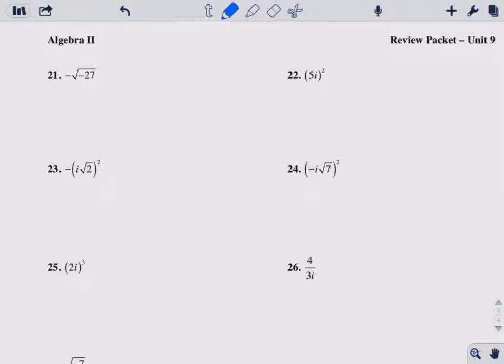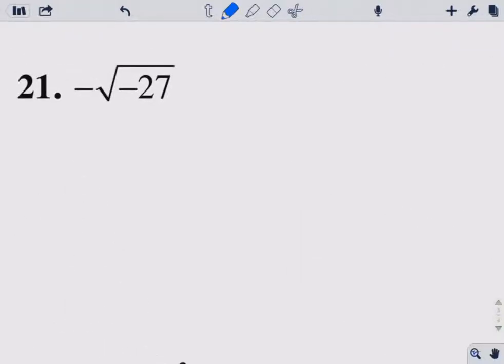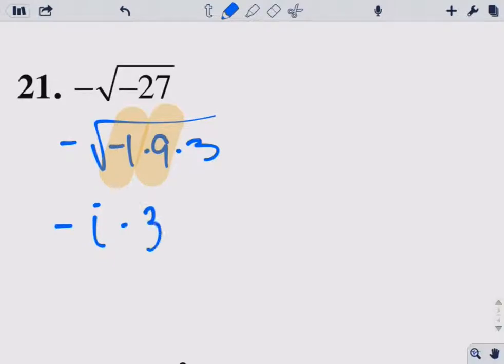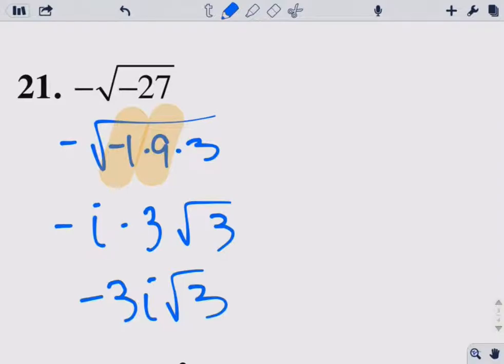Okay, so this is page 3 of your review. We are simplifying still. Okay, that's a negative 1 times 9 times 3. The things that we can bring out are that negative i times 3 times square root of 3, so I'll write that negative 3i root 3.